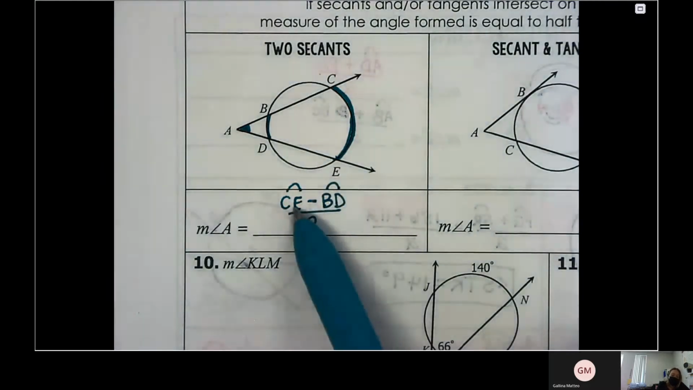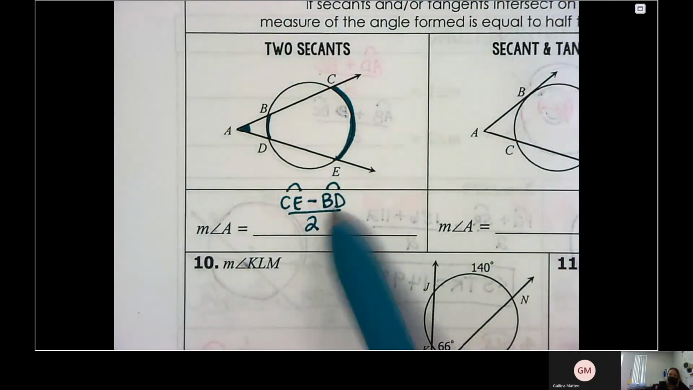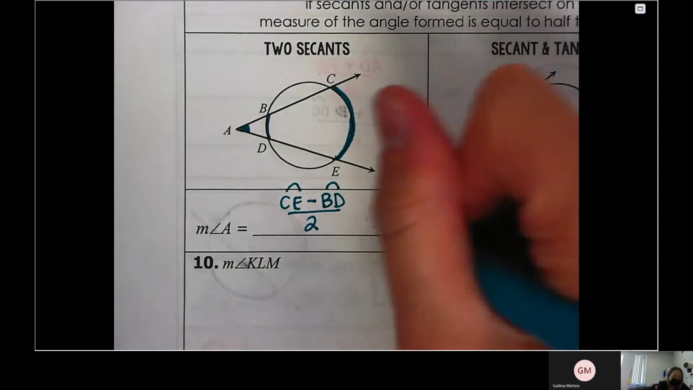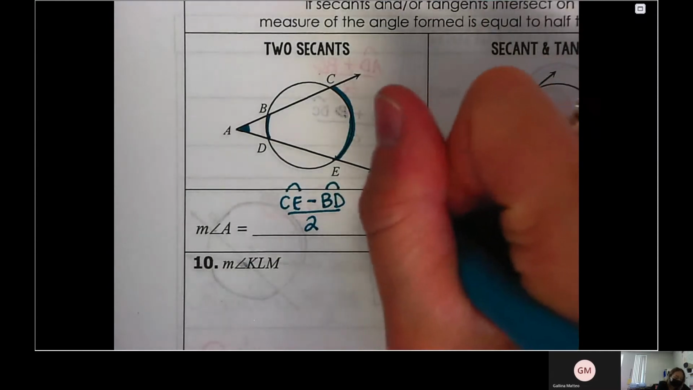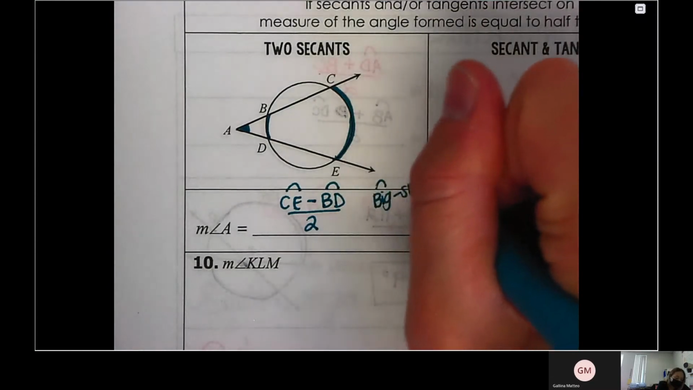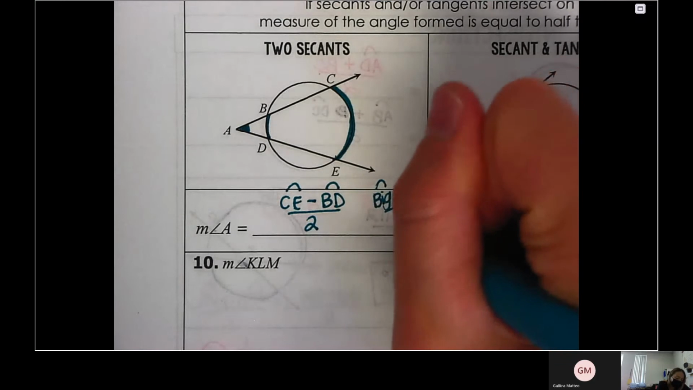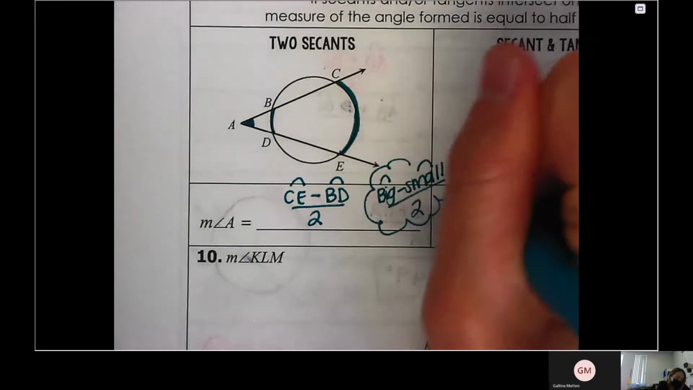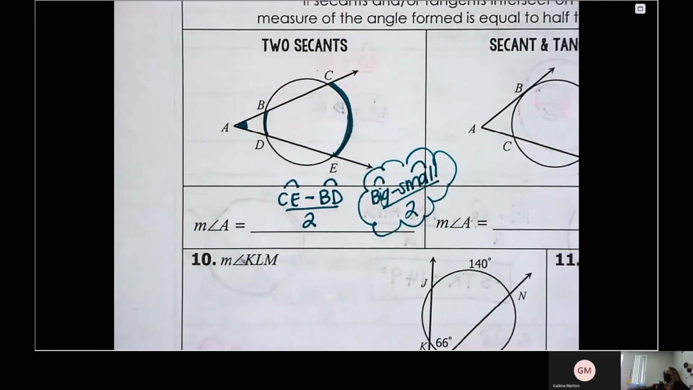So it's the big arc minus the small arc divided by 2. And that's for all of these. Big arc minus the small arc divided by 2. That's for all of them.